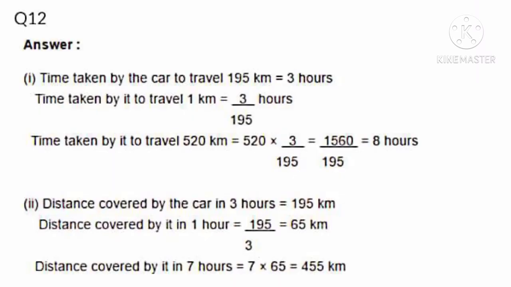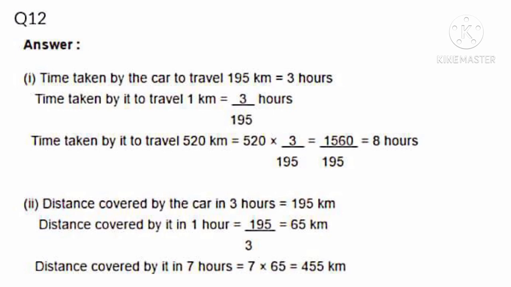Come to question number 12. A car travels 195 km in 3 hours. How long will it take to travel 520 kilometers? So, time taken by car to travel 195 km is 3 hours. Time taken by it to travel 1 kilometer is 3 by 195. So, time taken by it to travel 520 kilometers will be 520 into 3 by 195. That is 8 hours.